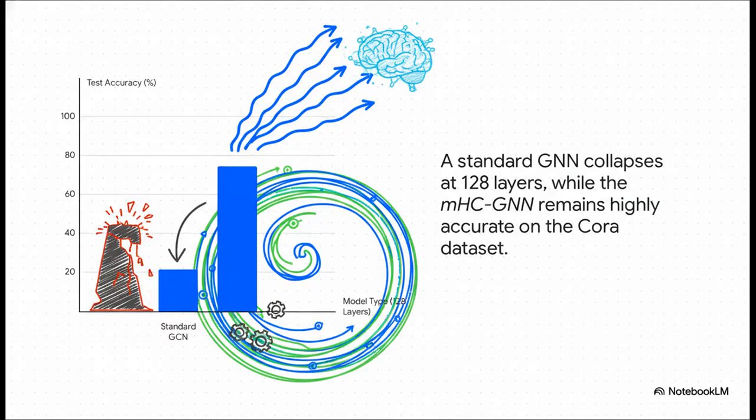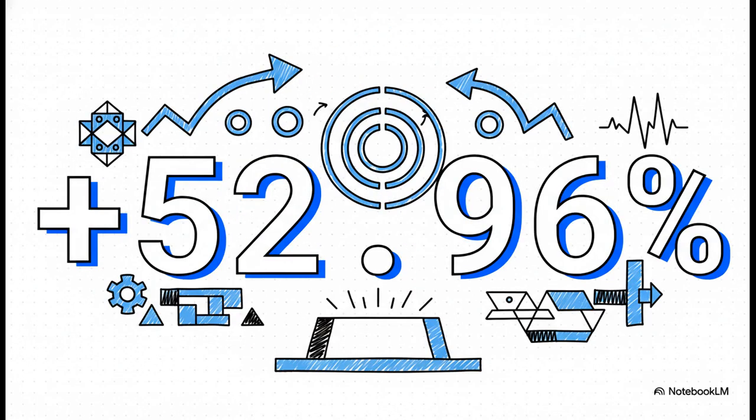The results here are just staggering. I mean, look at this chart. They trained a GNN that was 128 layers deep, a depth that is usually totally unusable. The standard model, its accuracy completely collapses down to about 21%, which is basically just guessing. But the GNN with the new MHC wiring, it's sitting there with over 74% accuracy. That is an absolute accuracy jump of almost 53 percentage points. Let that sink in. We are not talking about a little tweak here. This is the difference between a model that completely fails and one that works incredibly well. This proves the principle is truly fundamental.